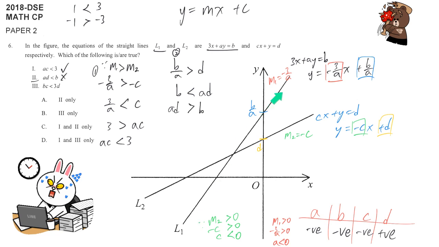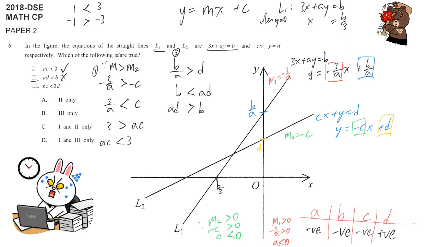Okay, we used the slope. We used the y-intercept. And then there is one more equation. Maybe we need to consider the x-intercept also. So I start considering the x-intercept for L1. 3x plus ay equals b. We are considering when y is equal to 0. So when y equals 0, x is equal to b over 3. So this is b over 3.